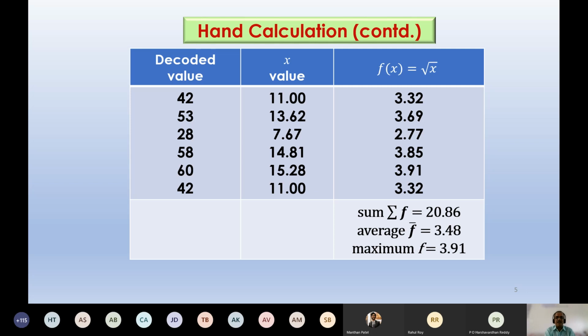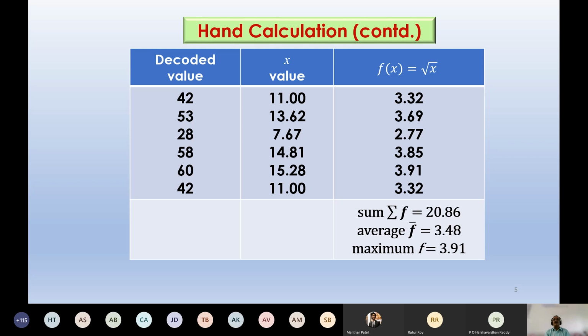And once you've got the values of the variables, very easily you can find out the fitness. That is nothing but square root of x. So square root of 11 is 3.32, 3.69, 2.77, and so on. Once again, you can find out the sum of the fitness values. Then the average of the fitness values also you can find out, sum divided by 6. And the maximum value of fitness you can find out as 3.91. So this is the maximum fitness.